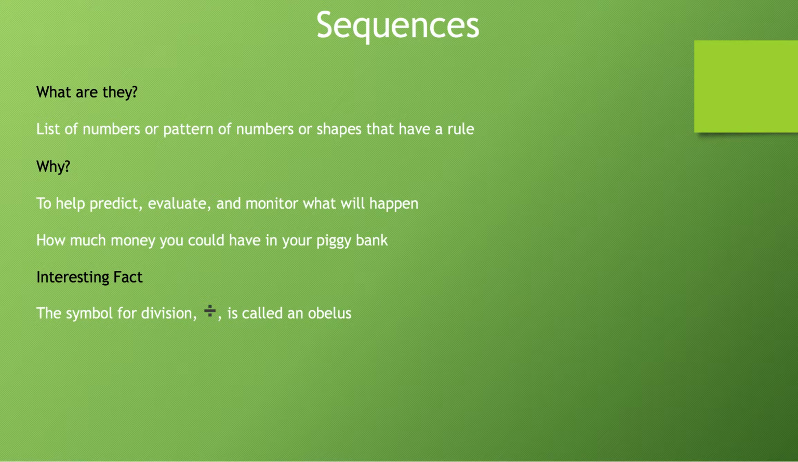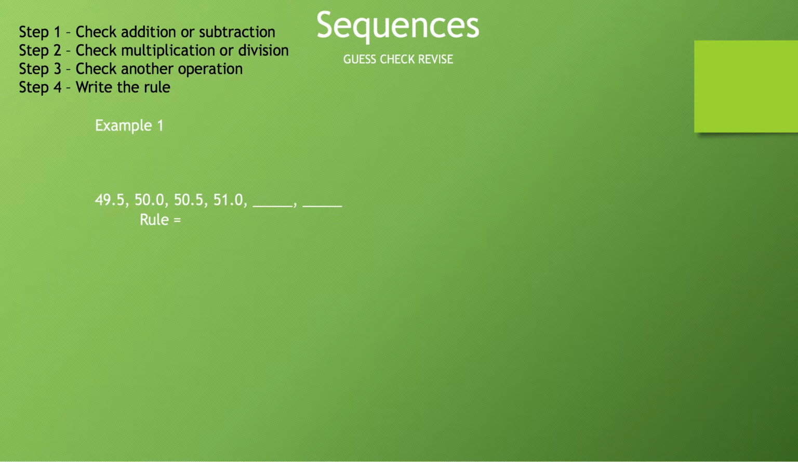Let's get started. If we follow these 4 steps, you will get it correct more often than not. Step 1, check addition or subtraction. Next step, check multiplication or division. And then 3, check another operation. That's what we're going to be mainly focusing on in this video. And then 4, write the rule.